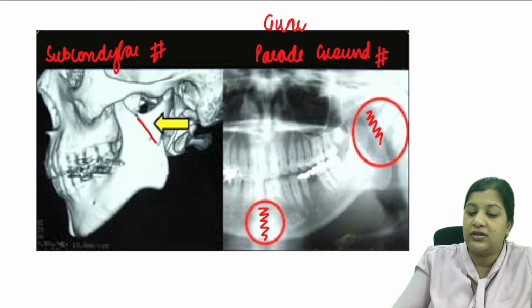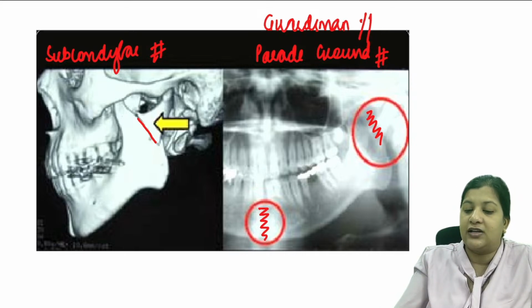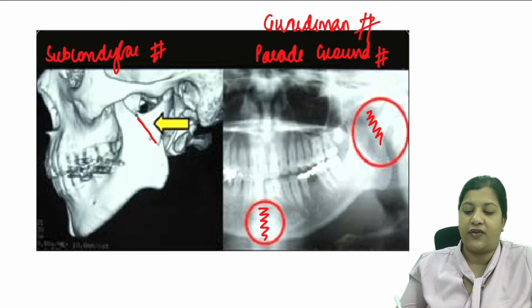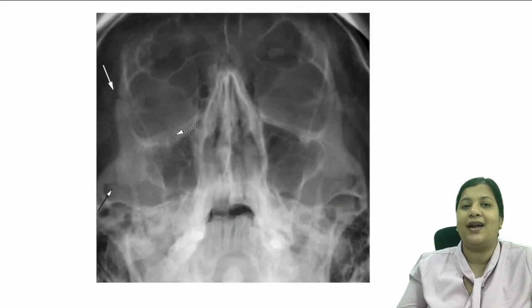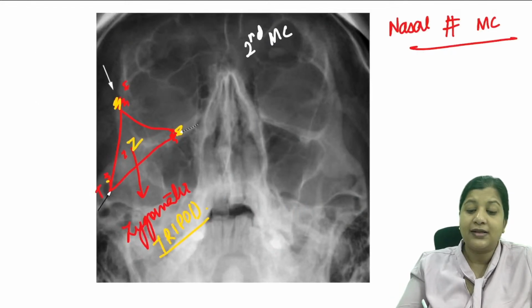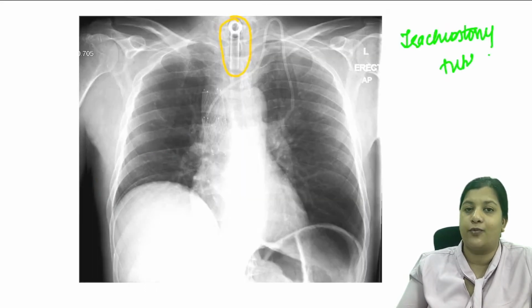So I was asking you this, but I didn't see anybody answer. So this is called as guardsman fracture, also called as parade ground fracture, where we have symphysis menti and bilateral subcondylar fracture. The second most common fracture that we have is the tripod fracture, where we have 3 fracture lines at the zygomaticofrontal, zygomaticomaxillary, and zygomaticotemporal fracture.